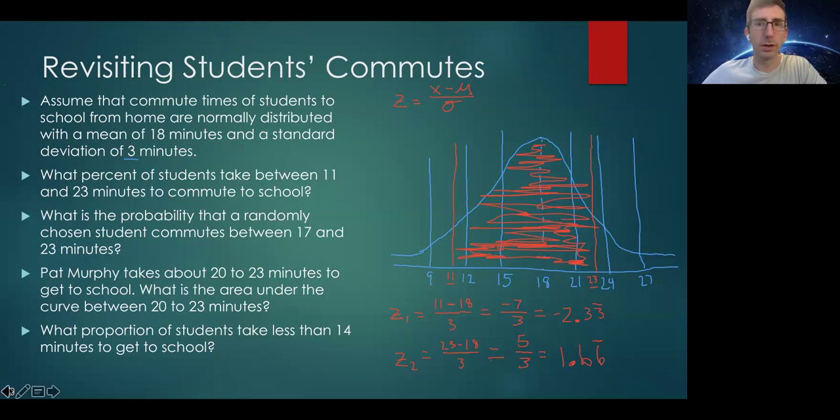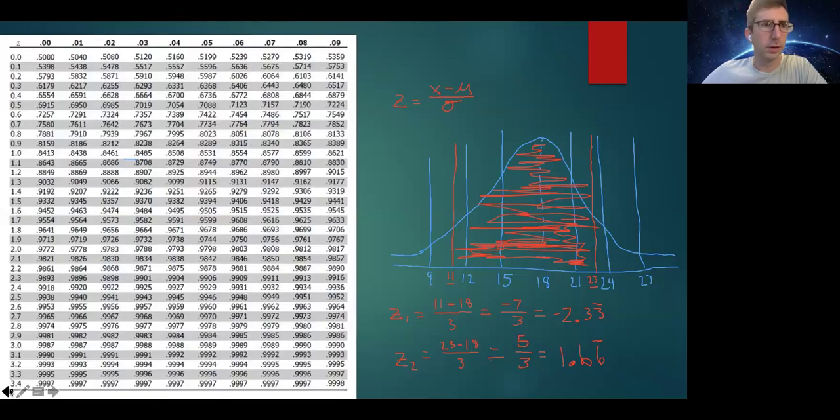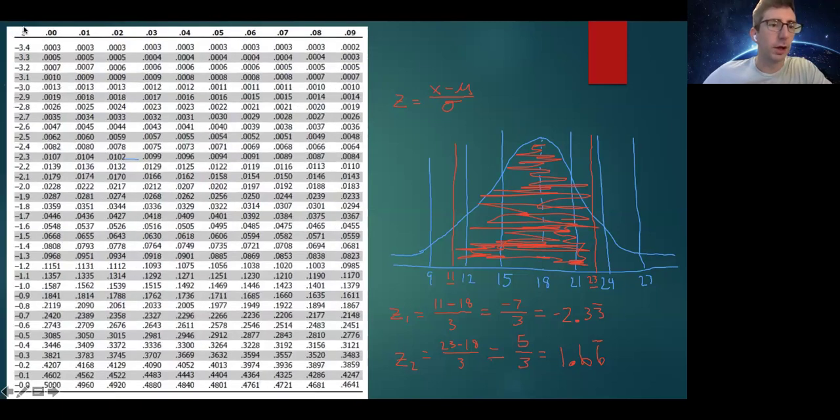So if we go back a slide, let's find -2.33 first. This looks like our positive z table. So we are looking for a negative number. Didn't show this in the last video, but we also have kind of the same table, right? But for negative values.